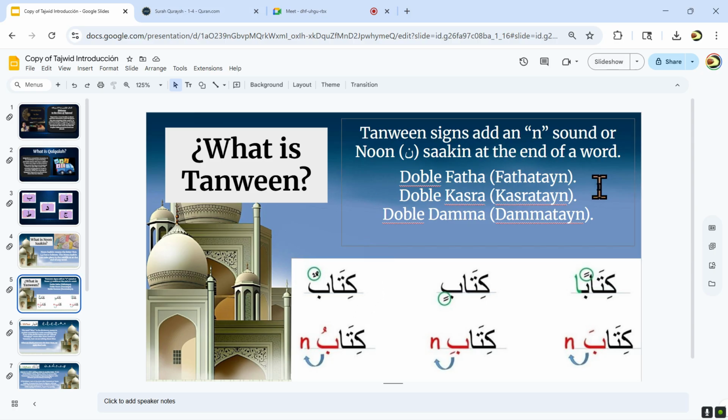Whenever you add an "n" or "ain" at the end, it means you're making a double. So double fatha will be fathatain or fathatan. Double kasra will be kasratain or kasratan. And double dhamma will be dhammatain or dhammatan. Both are used to mean that there's two of those harakat.